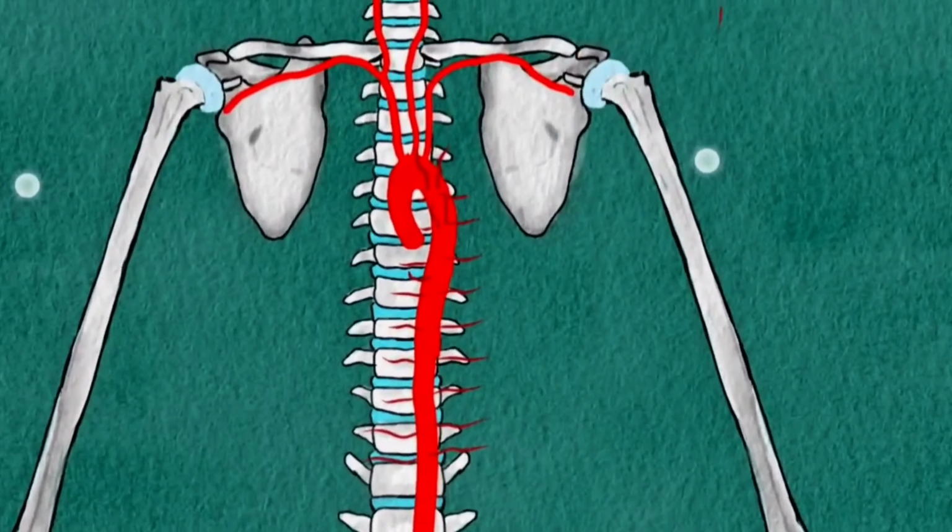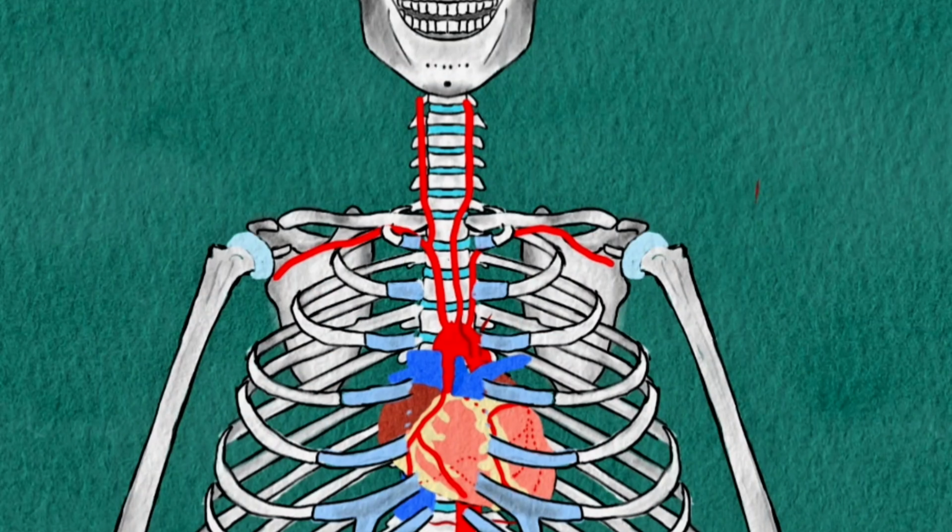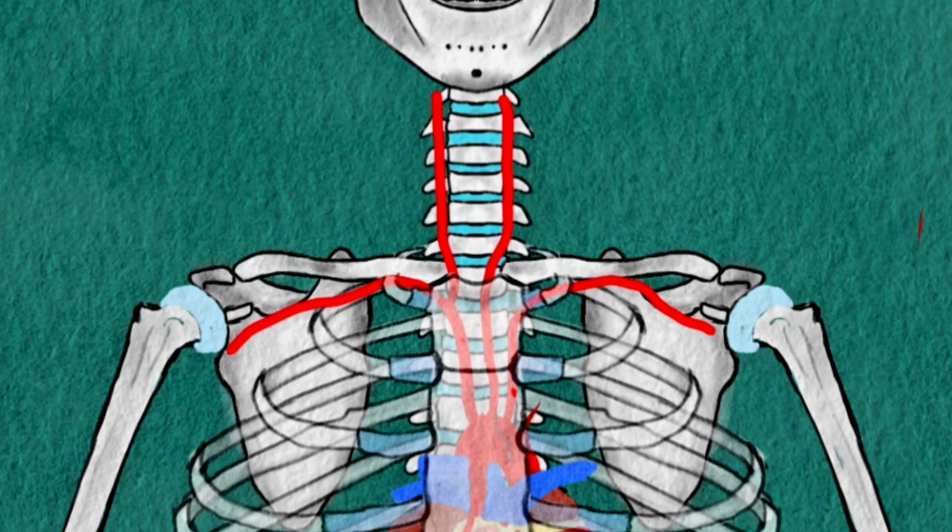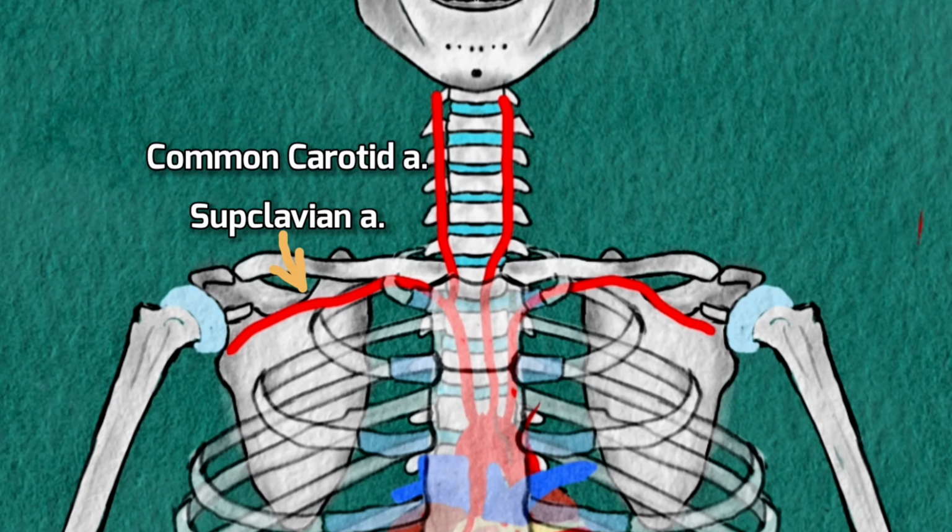Okay, let's go all the way back to the heart and look at those branches that come from the aortic arch. At the right side, the brachiocephalic trunk gives rise to two arteries. The first runs deep to the clavicle bone, so is known as the right subclavian artery, and the second goes up to the neck to supply the head and is known as the right common carotid.